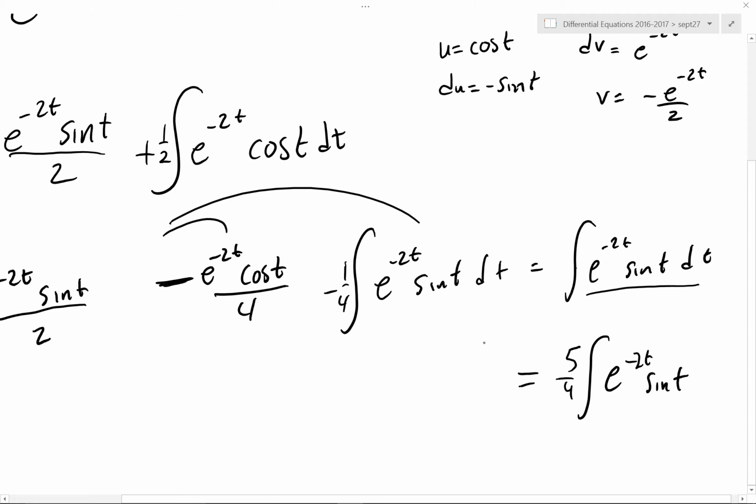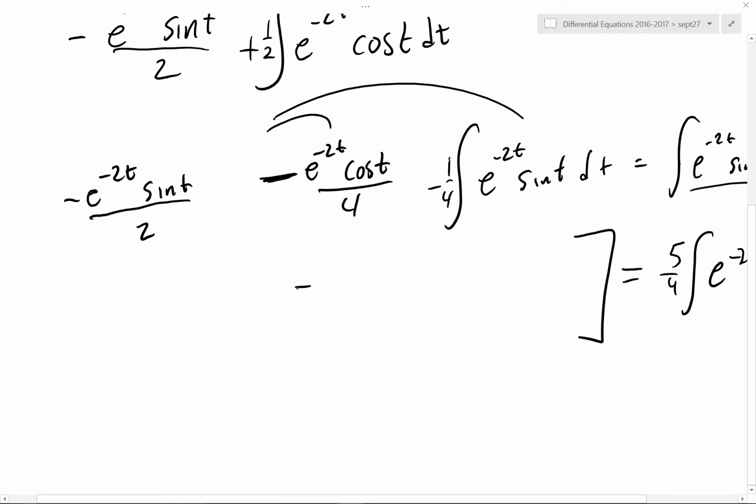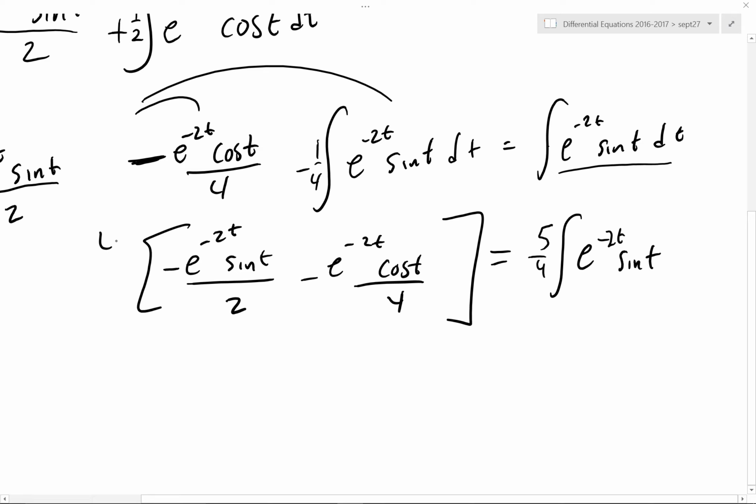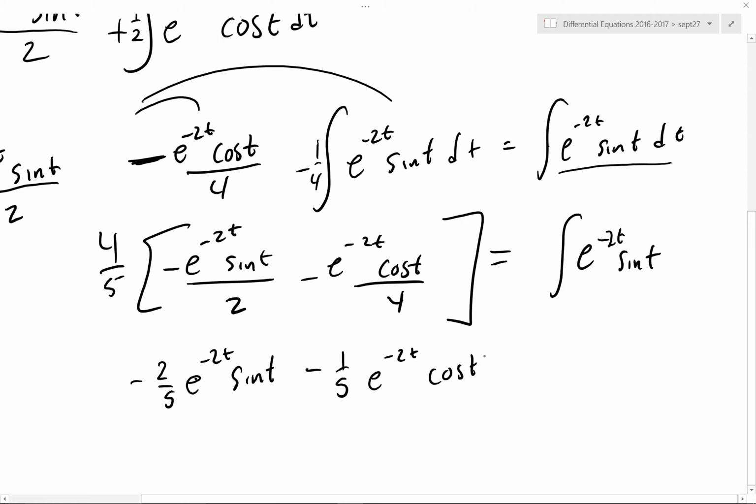All right, that is equal to, and on this side, it's this mess. It is gross. You are not wrong. Now if I multiply the whole side by 4/5, I will end up with 2/5 negative e to the negative 2t sine t minus 1/5 e to the negative 2t cosine t. All right, somebody write that down.